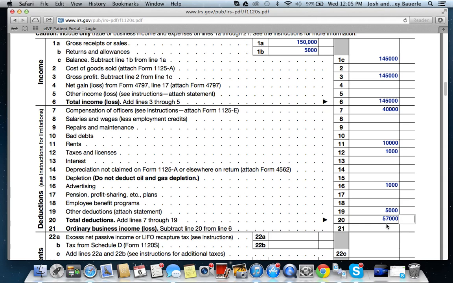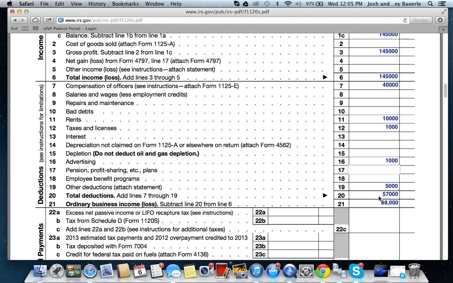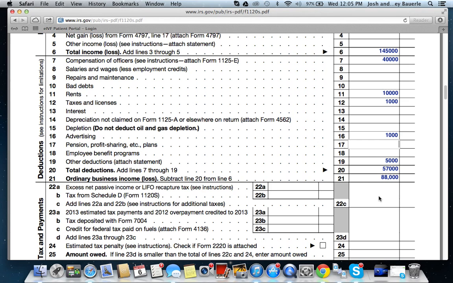So then for your ordinary business income, you're going to subtract line 20 from line 6. You're going to take that $145,000 and subtract that $57,000. In this case, it's going to bring us to a net income of $88,000, which I think my math is correct there. So your total net income, the income that's going to flow through to you on your personal tax return, is going to be $88,000.